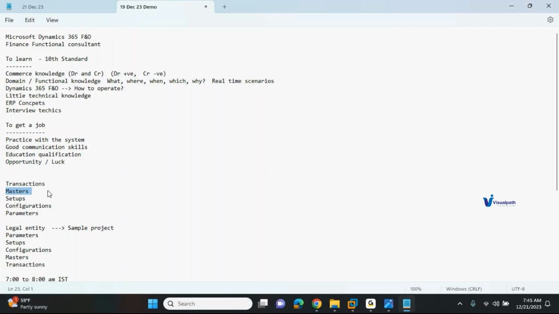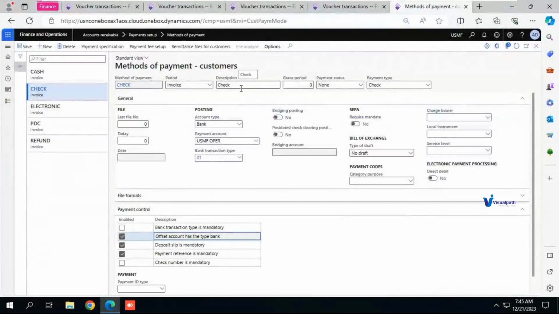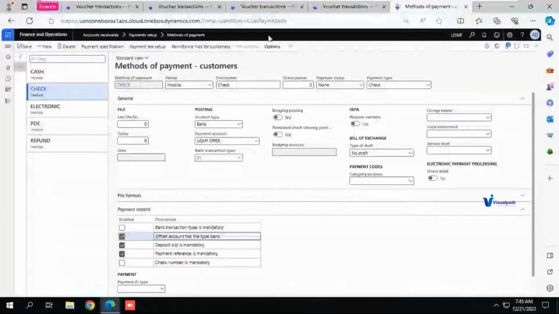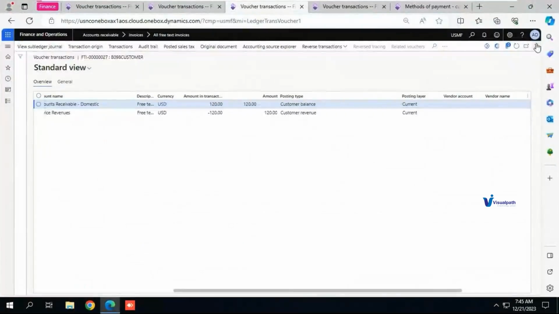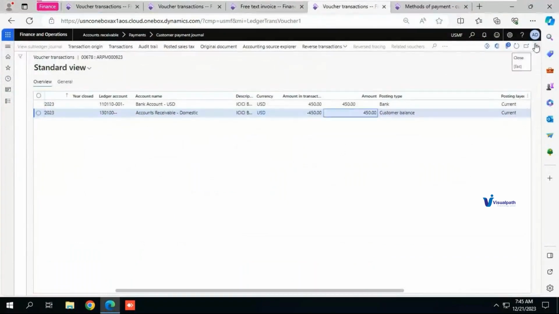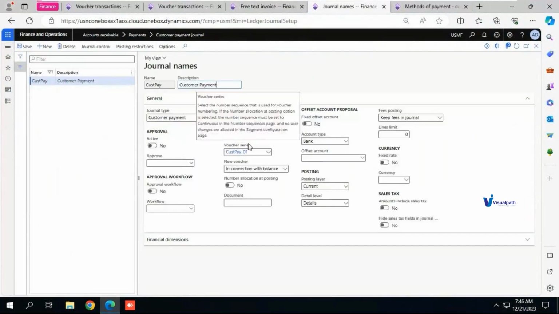Slowly I am going to teach you setups and configurations also. Method of payment is a setup. Configuration means the journal name. You have to configure these journal names. That you are going to learn in future, how to configure this journal name. You will understand later.